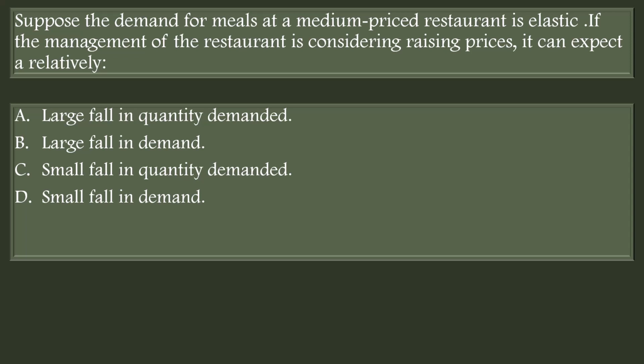Demand is said to be relatively elastic, or in other words elastic, if a proportionate change in quantity demanded is more than the proportionate change in price. Demand for meals is relatively elastic. Then an increase in its price will bring out relatively a large fall in quantity demanded of meals. Option A is your answer.